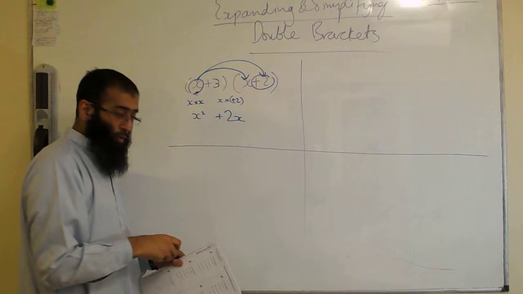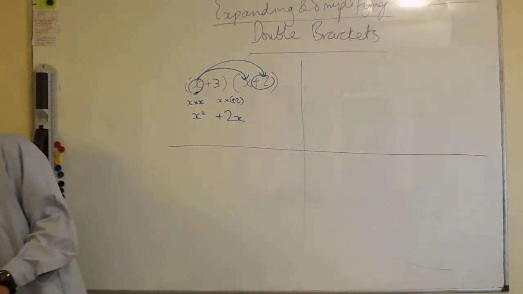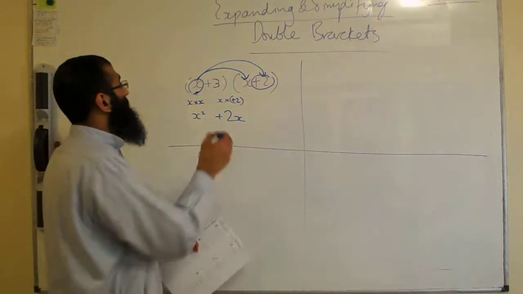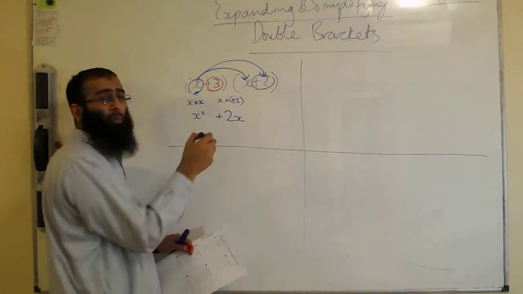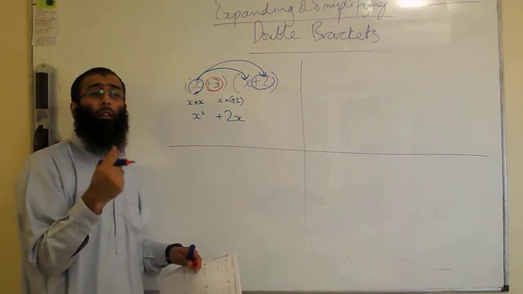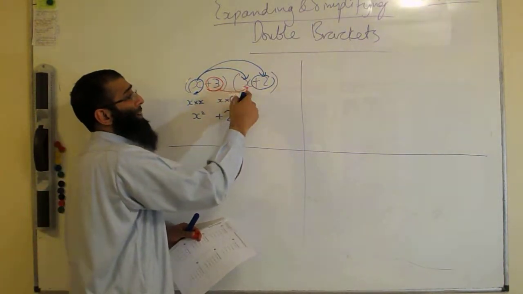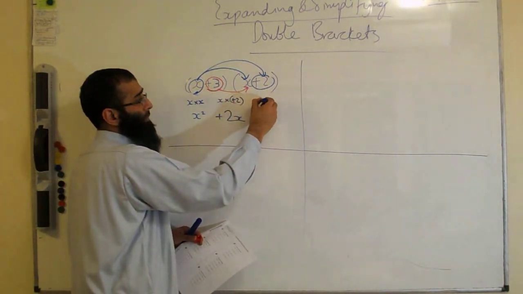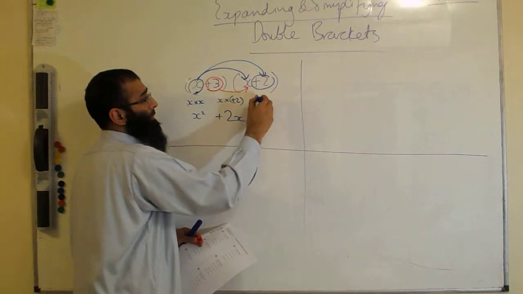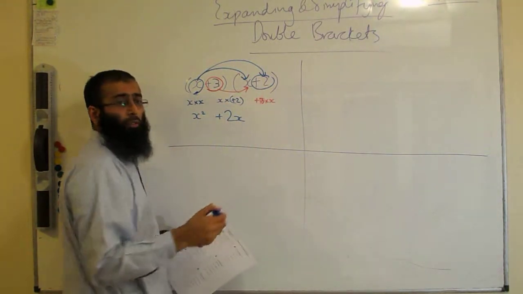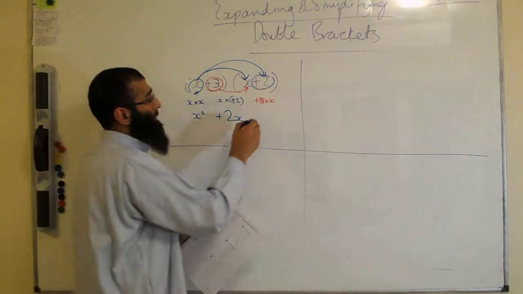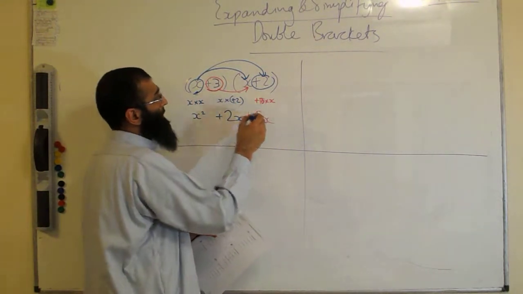Now we're going to move on to the next number. Again, we're not looking at 3, we are looking at plus 3 being multiplied out. So plus 3 has to be multiplied by x. Plus 3 times by x will give us plus 3x.